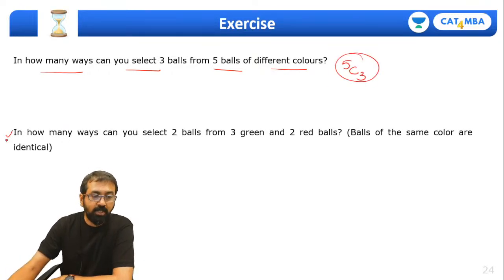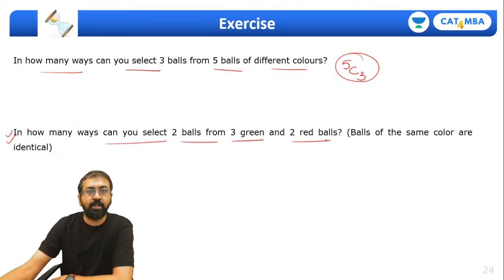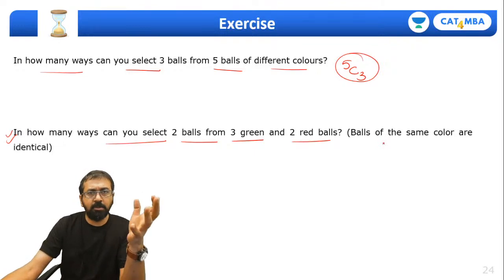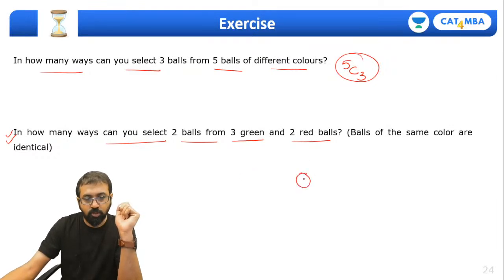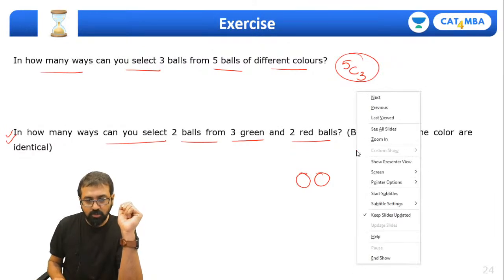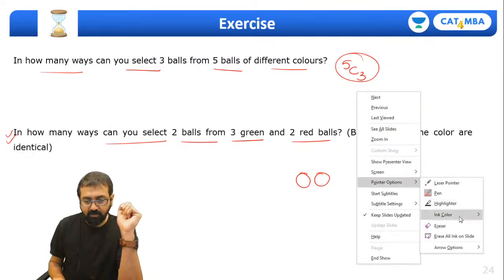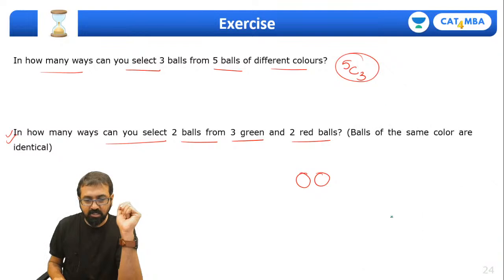But what about this one? In how many ways can you select 2 balls from 3 green and 2 red balls? You must be playing snooker. In snooker, you have those identical red balls and so on. So here, 3 identical green balls are there and 2 red balls are there. Let me just show it this way. There are 2 red balls and then there are 2 green balls. Let's use colors, guys. Let's make the world a more interesting place.